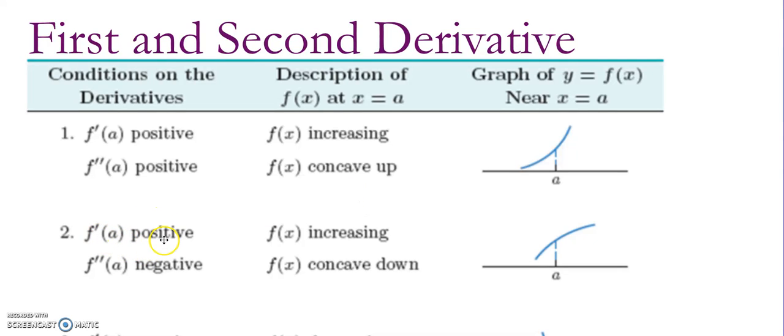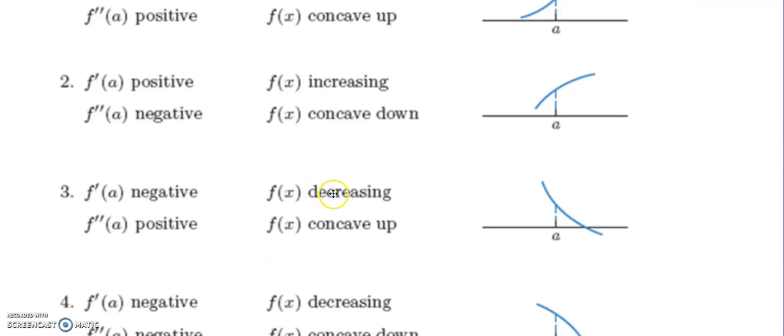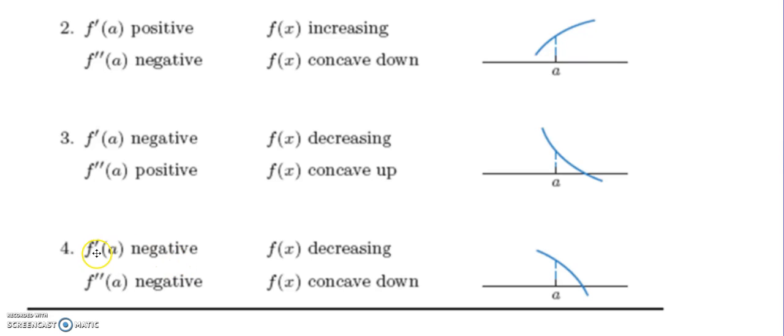If the first derivative is positive, but the second derivative is negative, then we are increasing, but we're concave down. So it's going to look something like this. If the first derivative is negative, that means the function is decreasing. If the second derivative is positive, it's concave up. So that would be something like this. And if the first derivative is negative and the second derivative is negative, then we are decreasing and concave down. So those should hopefully all make sense.